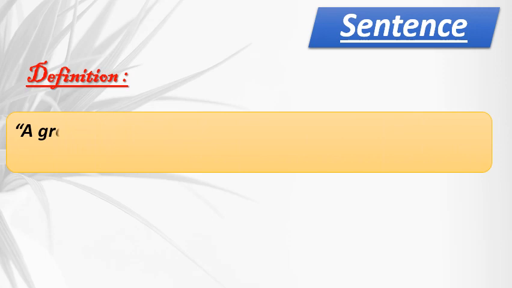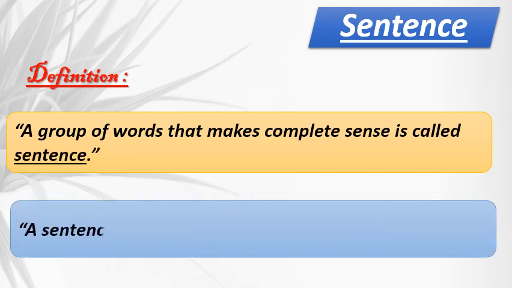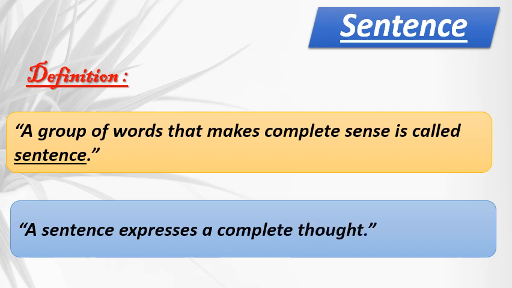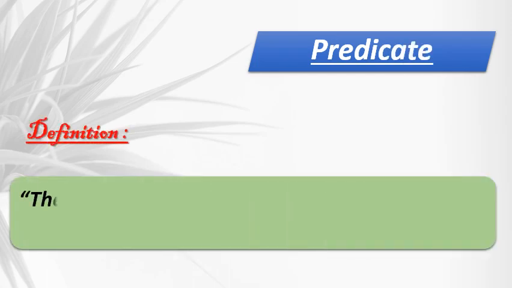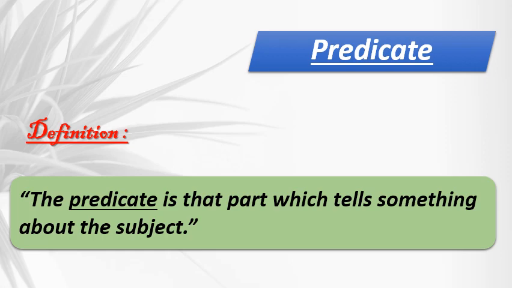What is a sentence? A group of words that makes complete sense is called a sentence. A sentence expresses a complete thought. What is a predicate? So, the predicate is that part which tells something about the subject in the sentence.